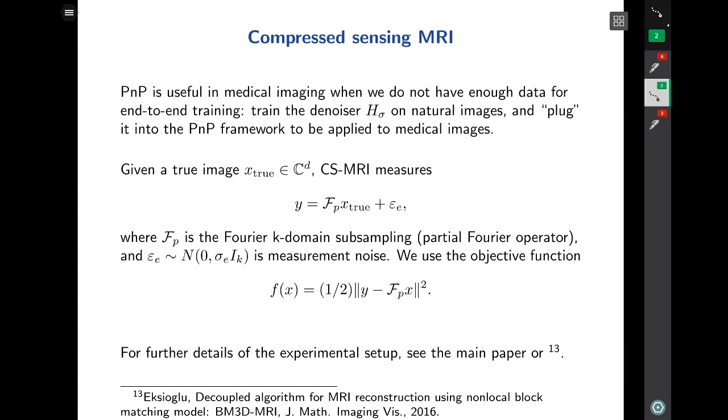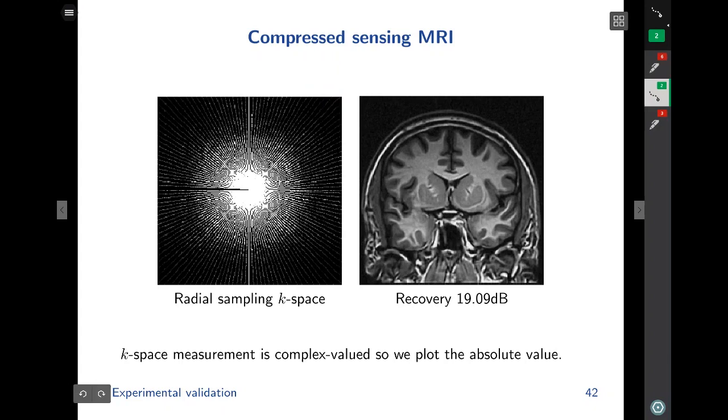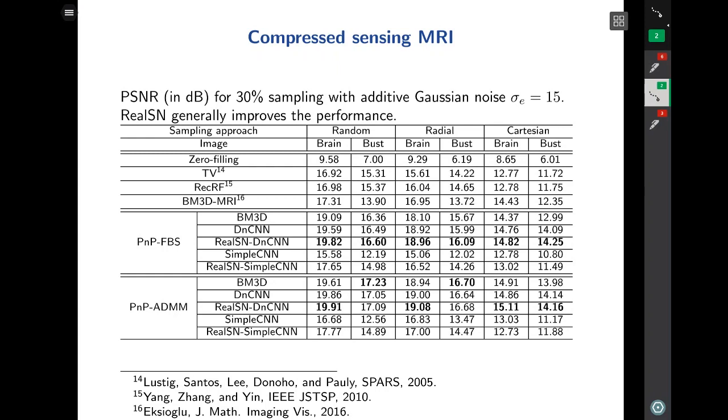Given a complex valued true image, compressed sensing MRI measures the image in the Fourier domain with noise. We use the simple square loss to measure data fidelity. If you are interested in further details of this experimental setup, please refer to the main paper or the work of Xiaoglu. The image on the left represents the measurement, the radial sampling in k-space. On the right, we have the recovered image produced by plug-and-play ADMM with DnCNN trained with real spectral normalization plugged in. This table shows the PSNR of our experiments. Generally speaking, the use of real spectral normalization improves the performance. The results of our experiments outperform these existing baselines.